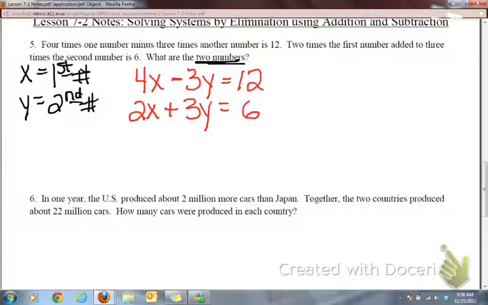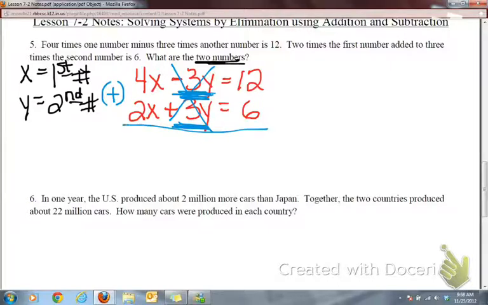Alright, so with this system, you should see that in front of the y's we have 3's. And those 3's have opposite signs, which is great. So in order to eliminate the y's, we would have to add these two numbers together, because -3y plus positive 3y will give me 0y, which is exactly what I want to do. So we're adding these two equations together.